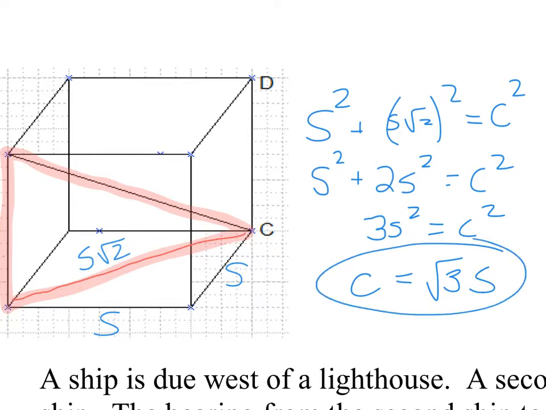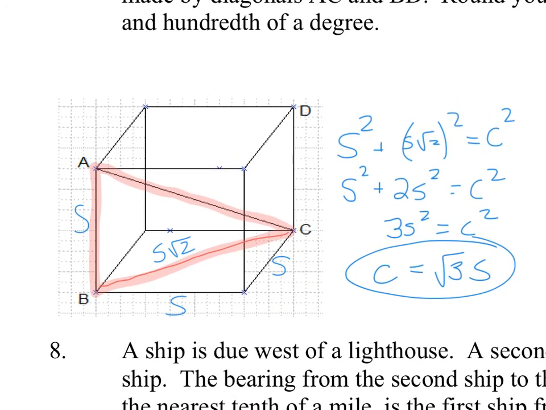So that's the first part of my problem. I can either write my answer as S root 3 or root 3 times S. The next part here is a little bit harder to visualize, so I'm going to erase the markings we had from before and just kind of start from scratch.